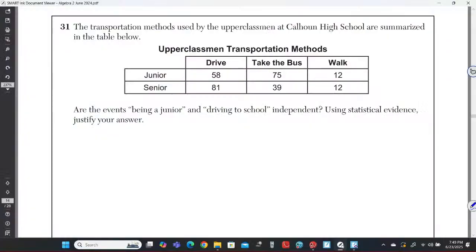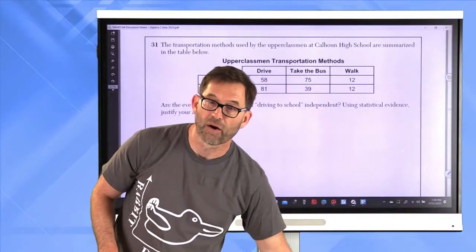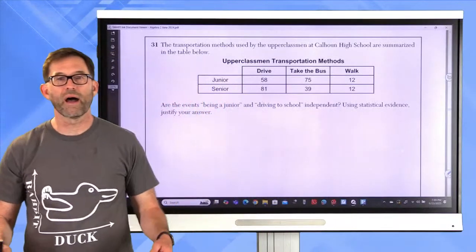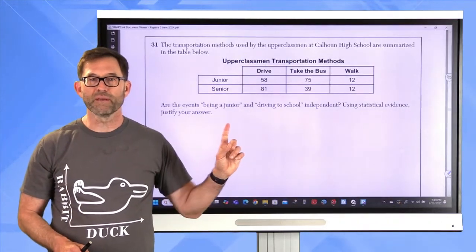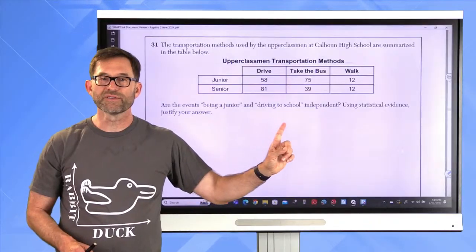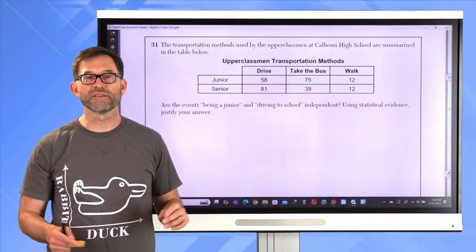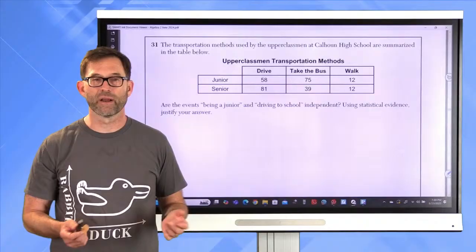The transportation methods used by upperclassmen at Calhoun High School are summarized below. All right, so we have these upperclassmen, right? And they are juniors and seniors, and they either drive or they take the bus or they walk. Are the events being a junior and driving to school independent? Use statistical evidence, justify your answer.